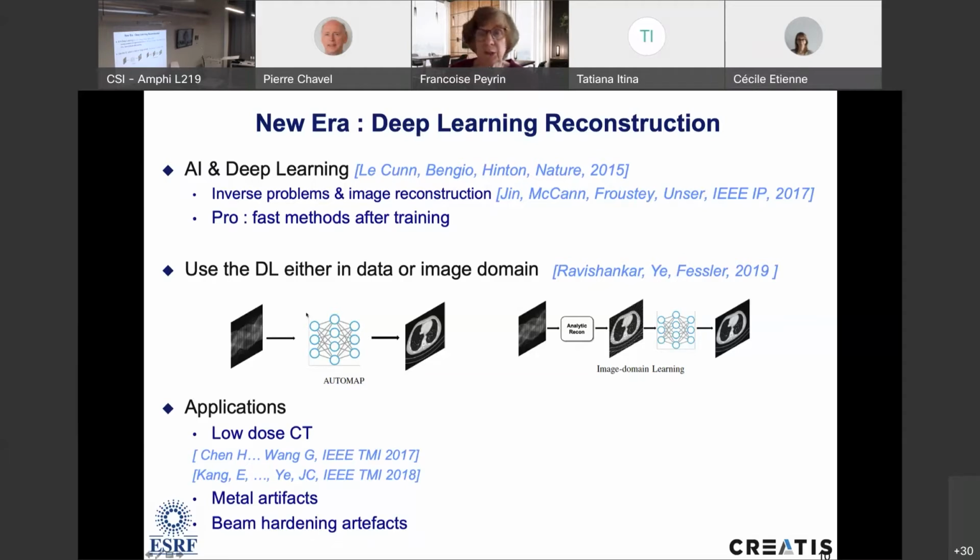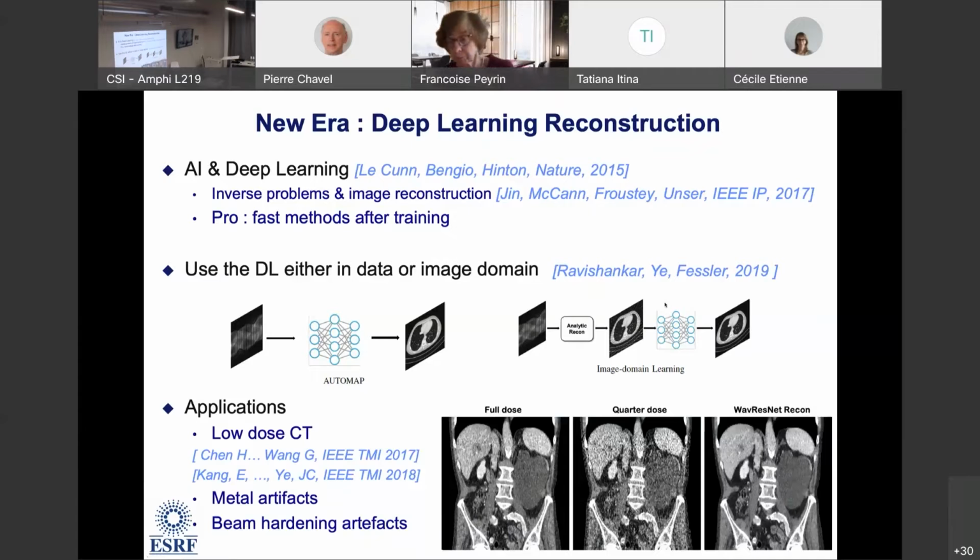So either we will try to go directly from the data, the sinogram data, to the image, but most of the time you will first use an approximate reconstruction, for instance, given by the filtered back projection algorithm, and then you will try to apply a deep learning network to improve your solution.